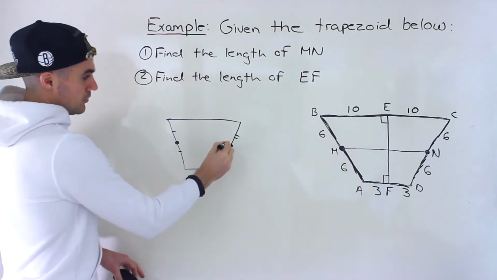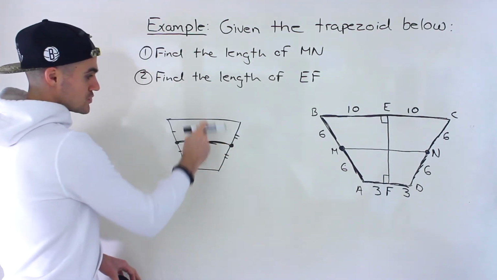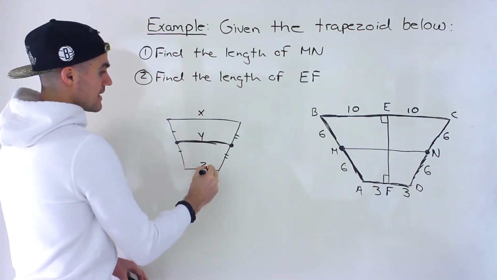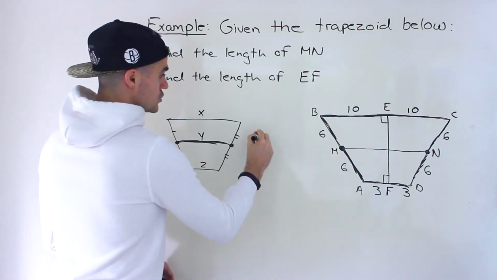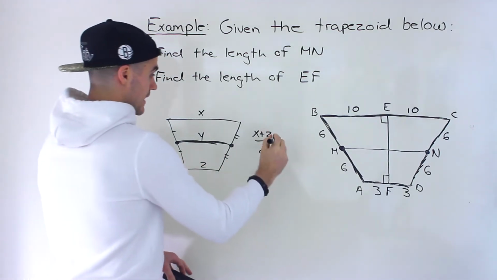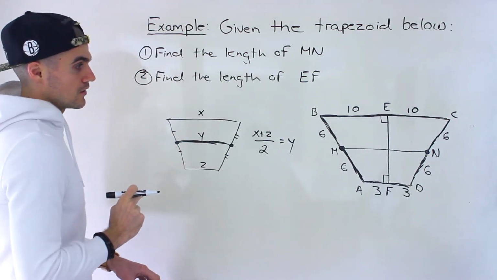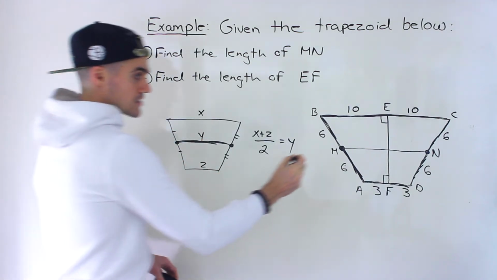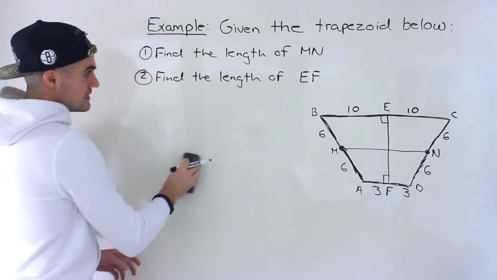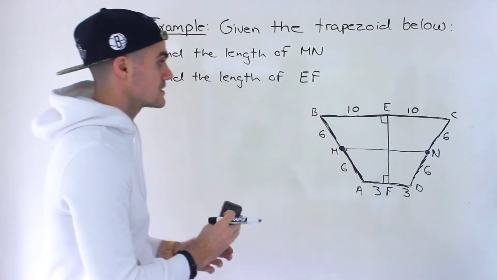So as long as these are the midpoints here, then we know that this length is going to be the average of these two lengths, right? So if we had X, Y, and Z, it means that if we take the average of the lengths of those two bases, that's going to give us the length of that mid-segment line. Okay, so that's what we're going to be applying here, because we have to find MN here. We have to find the length of that mid-segment. And that's actually going to be the easier part. The more tricky part is going to be finding the length of this EF over here.